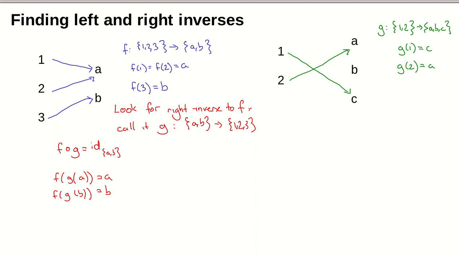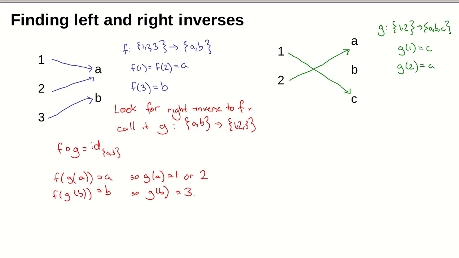I hope you did. If f of g of a is equal to a, then whatever g of a is, f has to map that thing to a. So we should look at our definition of f and see which things it sends to a. It sends 1 and 2 to a. So we must have that g of a is 1 or 2. In fact, either of those is possible. On the other hand, if we look at the second condition, f of g of b must be equal to b, and the only thing that f sends to b is the number 3. So in this case, we must have that g of b equals 3.